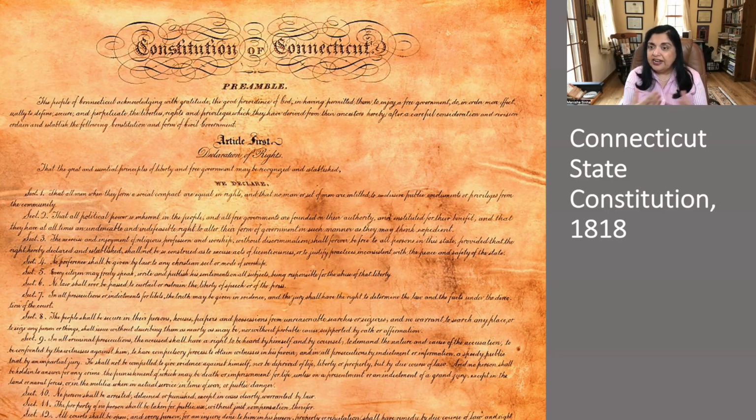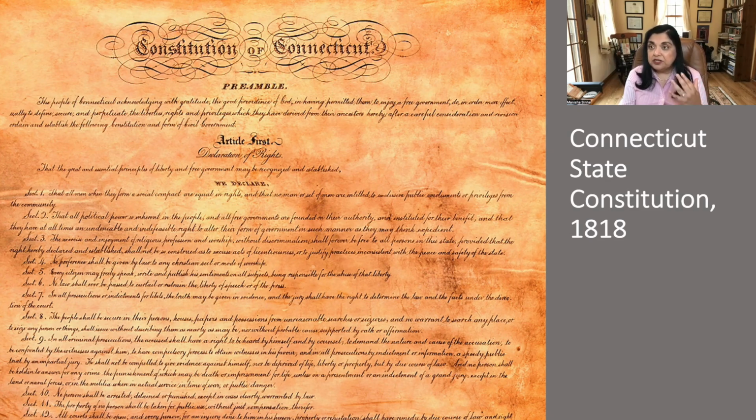In its 1818 state constitution, it pretty much disfranchises all Black men. Even before that, the Connecticut state legislature had actually disfranchised Black men. So here is an example of a state, the only one in New England, by the way, that disfranchised Black men, that actually gave Black men the right to vote, and then took it away.